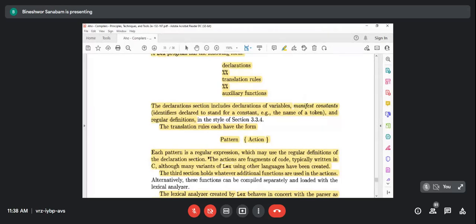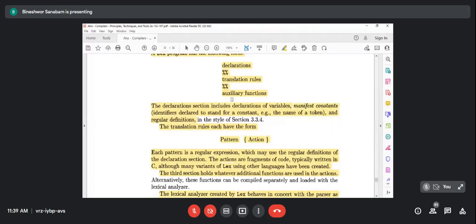Each pattern is nothing but a regular expression which may use the regular definitions of the declaration section. And the action is nothing but a fragment of code, typically written in C, although many variants of Lex using other languages have been created. So in short, we write our regular expressions or patterns here, and what has to be done when that pattern is matched.